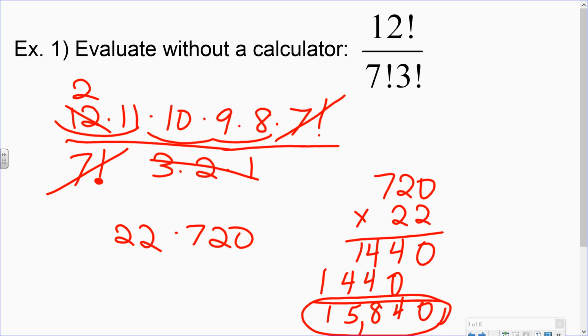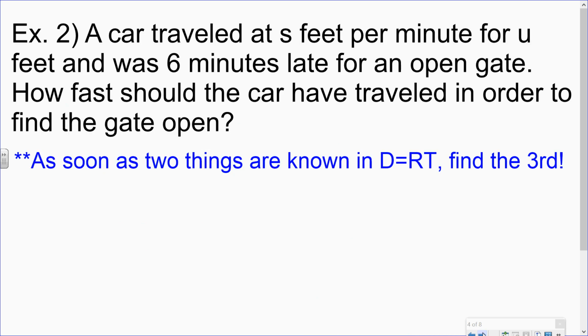Any questions with what the notation means? It's just being careful. Make sure you don't skip one of the numbers when you're writing it out. That's the most common mistake I see. All right, let's move on to something a little bit harder for today.